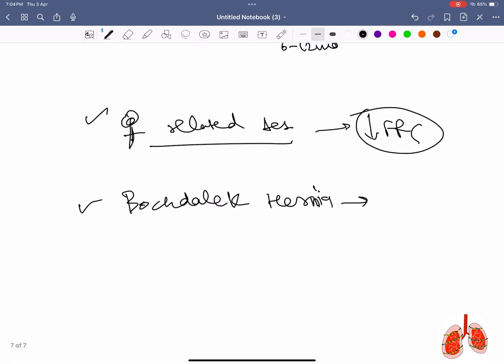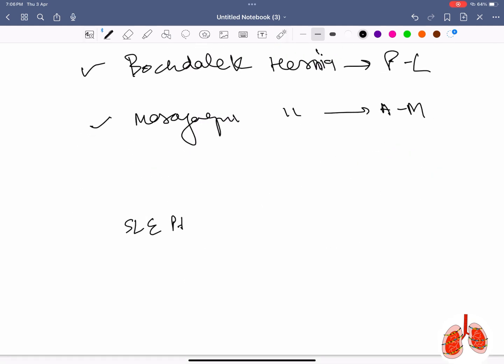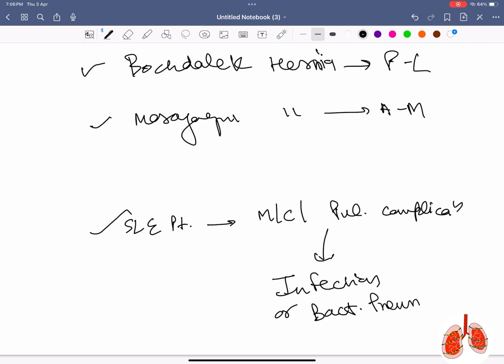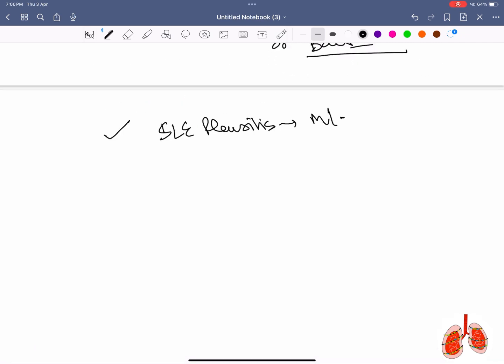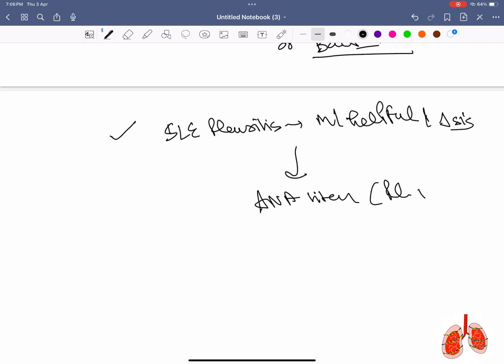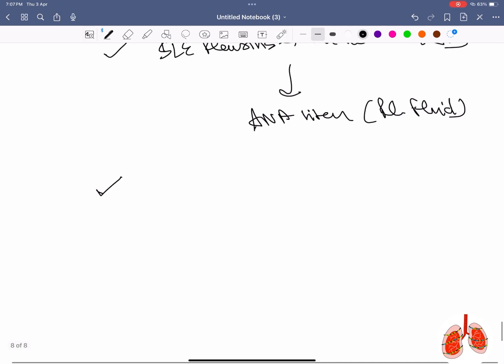Bochdalek hernia is posterolateral in position. Morgagni hernia is anteromedial in position. SLE patient, most common pulmonary complication is infection or bacterial pneumonia. Most helpful marker in diagnosis of SLE pleuritis is pleural fluid ANA titers.